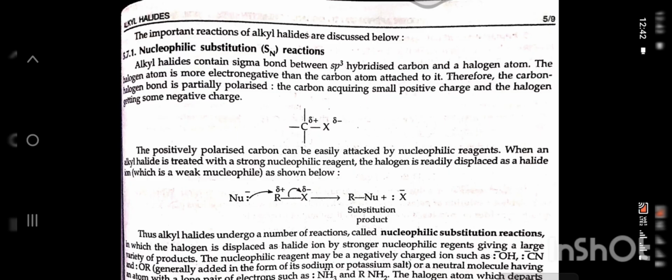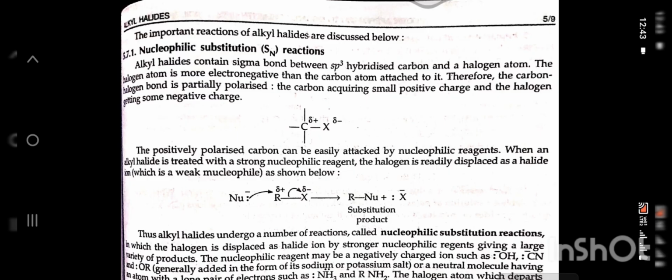Nucleophilic substitution, the SN reaction. Alkyl halides contain a sigma bond between an sp3 hybridized carbon and a halogen atom. The halogen atom is more electronegative than the carbon atom attached to it. Therefore, the carbon-halogen bond is partially polarized, the carbon acquiring a small positive charge and the halogen getting some negative charge. The positively polarized carbon can be easily attacked by a nucleophilic reagent.